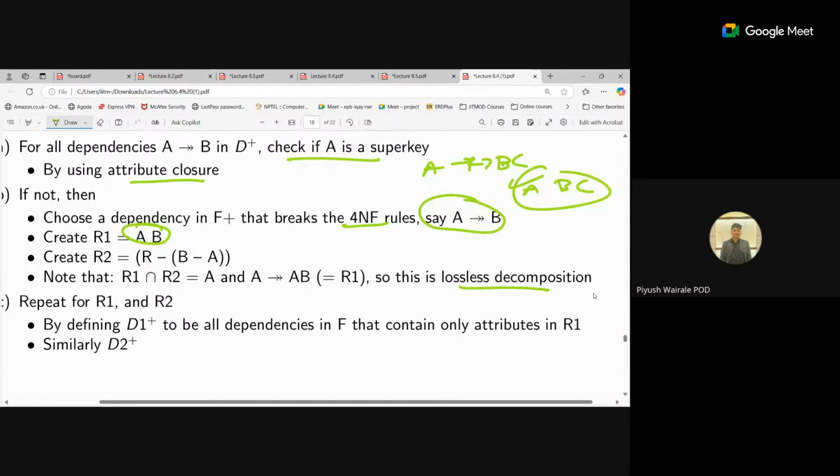Here also, while decomposing, we always take the closure of the left hand side and make it one table. That is how we discussed in the previous lectures.